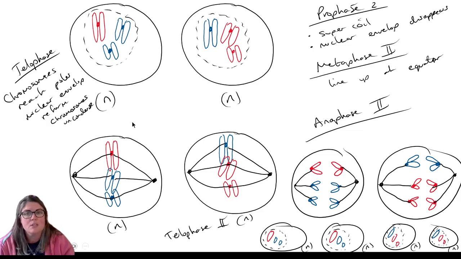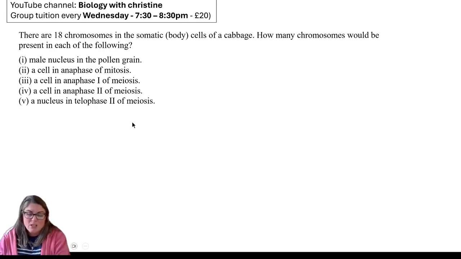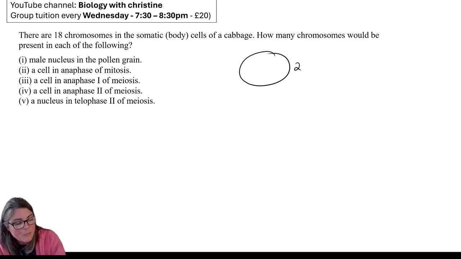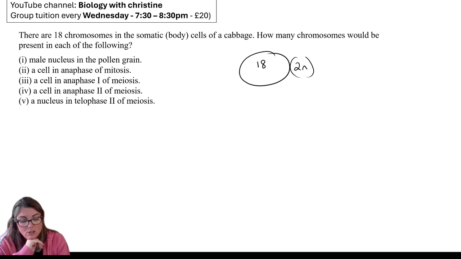But I do have a few questions. I looked up a couple of questions because I thought I may as well jump on here and do this. So here you have 18 chromosomes in a somatic body cell of a cabbage. This is an application question. If you've got 18 chromosomes in the somatic body cell, straight away they've given you some information. You should know the somatic body cell would be 2N. So you can make the assumption that there are 18 chromosomes in the somatic body cell of a cabbage, and that is 2N. So how many chromosomes would be present in the following?